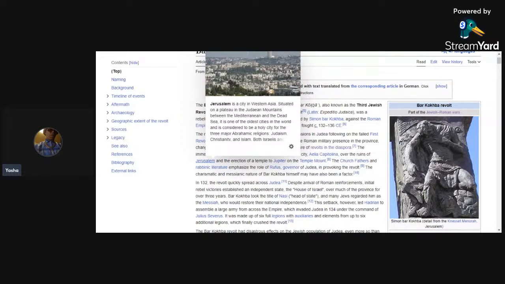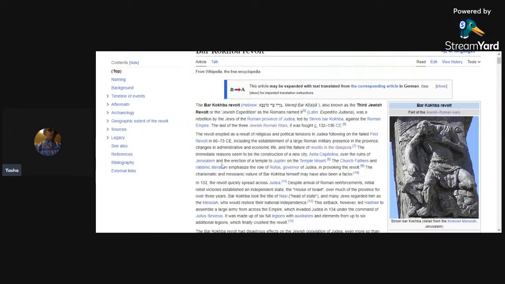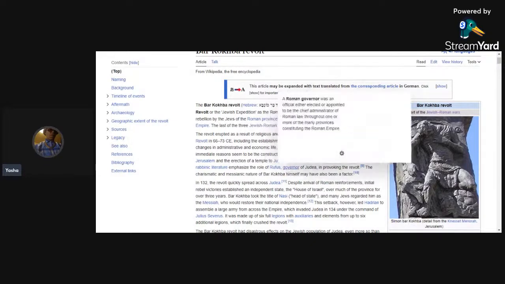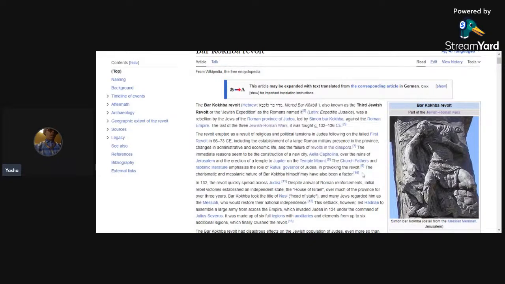So pretty much the people felt defeated, right? And they just were not ready to revolt at that time. And the erection of the Temple of Jupiter on the Temple Mount, and the church fathers and the rabbinic literature emphasized the role of Rufus, governor of Judea, in provoking the revolt. The charismatic and messianic nature of Bar Kokhba himself may have also been a factor.